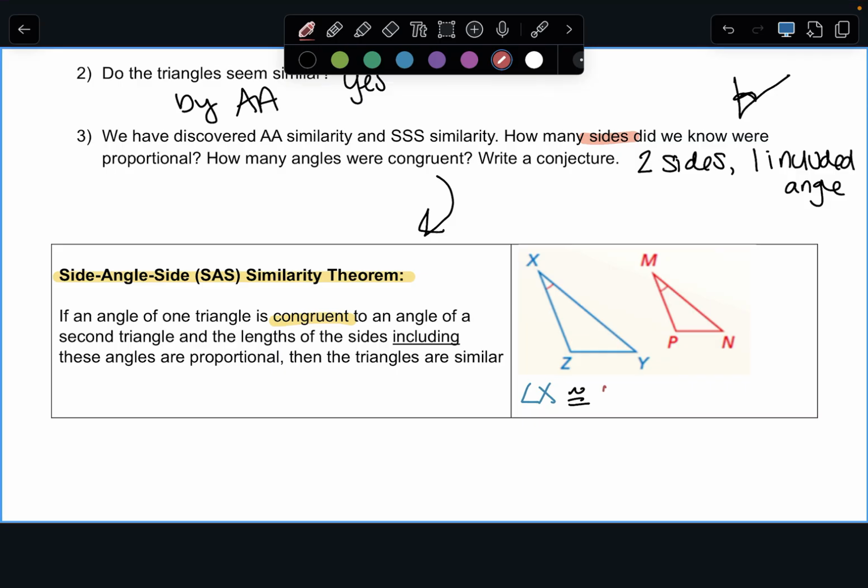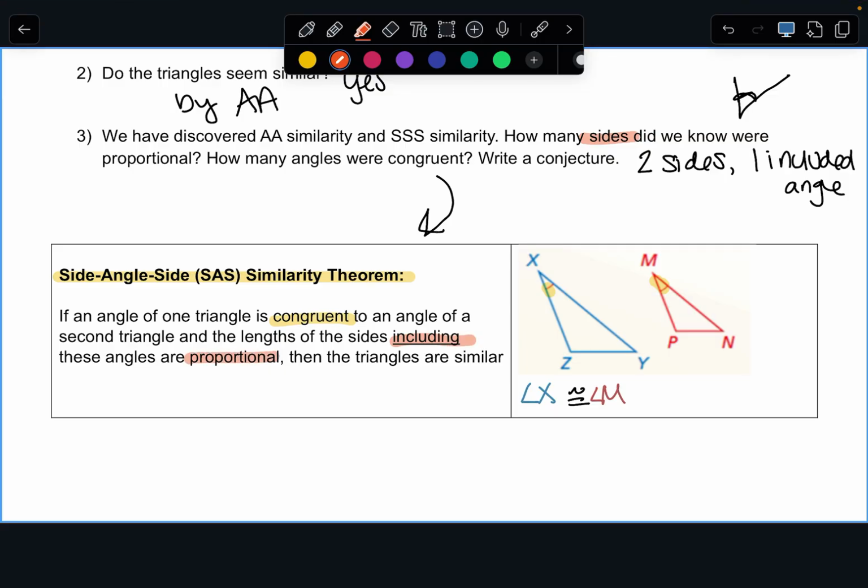Angle M. So that's our first piece. We have a congruent pair of angles. And it says the lengths of the sides, including those angles, are proportional.